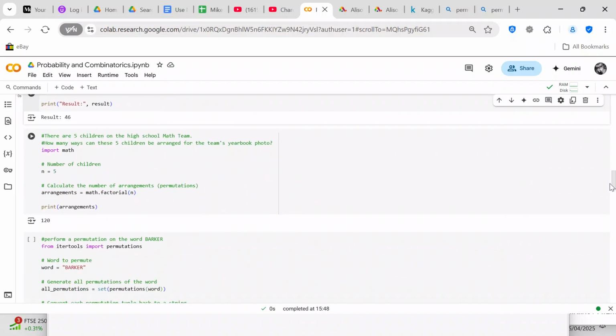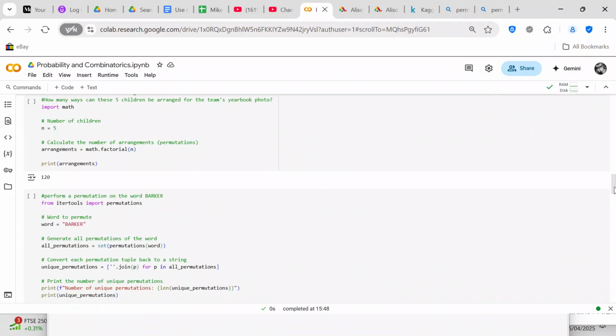So now we have a question. There are 5 children on the high school math team. How many ways can these 5 children be arranged for the team's yearbook photo? And so you're going to import Python's inbuilt math module. The number of children is 5. And calculate the number of arrangements, which is permutations. Arrangements equals math.factorial(n), and so that's 120. So you can arrange the pictures in 120 ways.